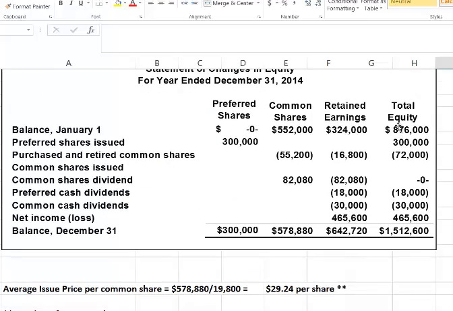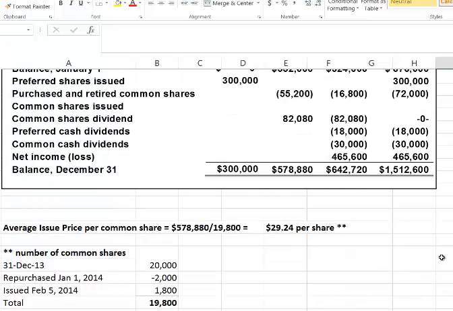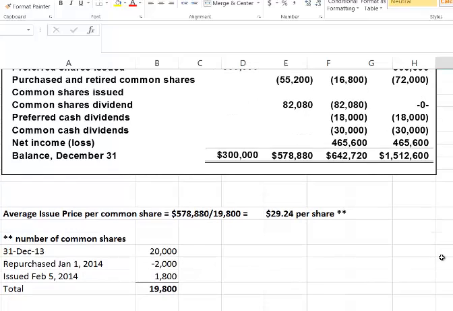So now, if you add down the total equity column, you're going to get $1,512,060, and you're also going to see here that when you add across, right, when you add your preferred share, common share, and retained earnings columns, you're going to see that you have total equity of the same amount, $1,512,600. Now, the question also asked you to come up with the average issue price per common share.